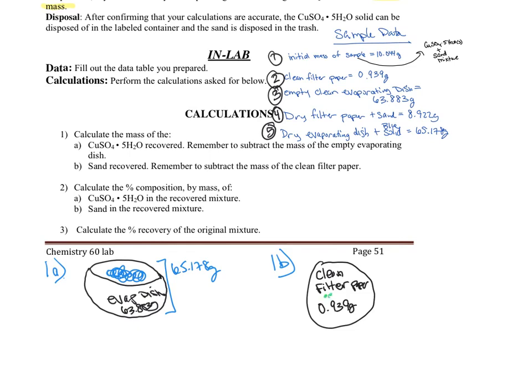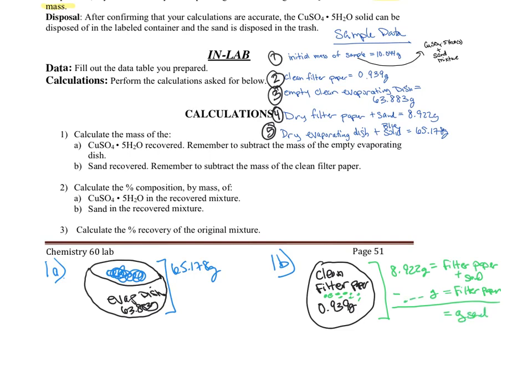I'm going to have some green sand. So our green sand, it's not actually green, just in this drawing it is. So our filter paper plus the sand is 0.4, 8.922 grams. So if we want the mass of just the sand, what do we need to do? Well, if this is the mass of the filter paper plus the sand, how do we get the mass of just the sand? Well, we need to subtract the mass of the filter paper. And we end up with the mass of the sand.